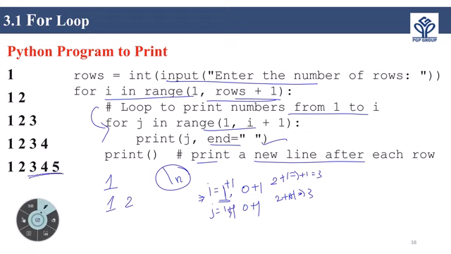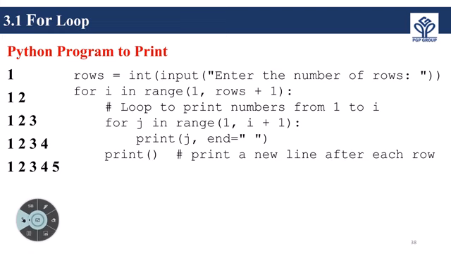So number of times, how many rows, so I need 5 rows, so 1, 2, 3, 4, 5 rows will be executed, clear.